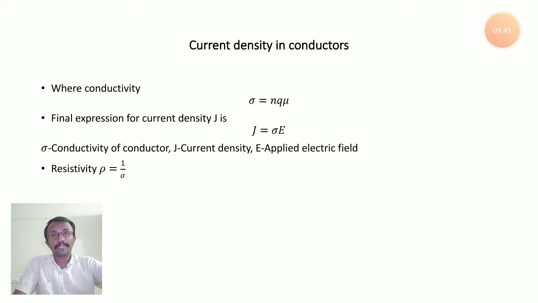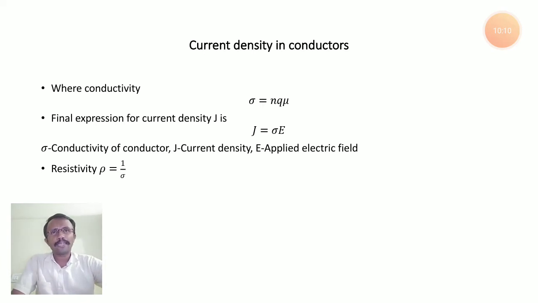Here you can observe one more thing: in some textbooks, in place of Q they use small e. Both are the same, no need to worry. Small e is nothing but the charge of the electron, and capital Q, small q is also nothing but the charge of the electron. Don't worry about notation. Some textbooks use small e for the charge, some textbooks use small q for charge. Now finally the current density expression is J is equal to sigma times E.